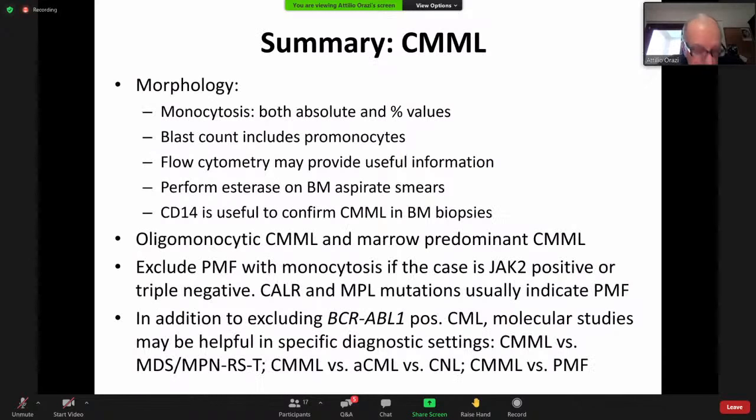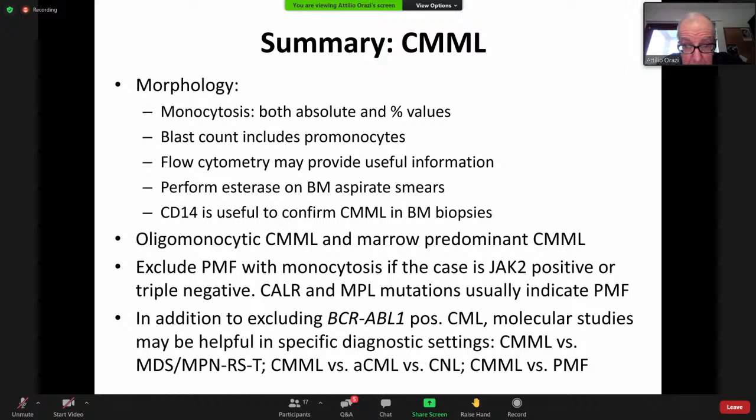For the summary, this is my last slide. So summary for CMML, kind of take-home message. Morphology is still important. Don't forget both the absolute and percentage value for the monocytes are important. You have to fulfill both. The blast count includes promonocytes. Flow cytometry may provide useful information. You might want to perform esterase in selected cases. I don't mean that you need it in every case. And if you have a dry tap, CD14 is helpful in confirming CMML in bone marrow biopsy.